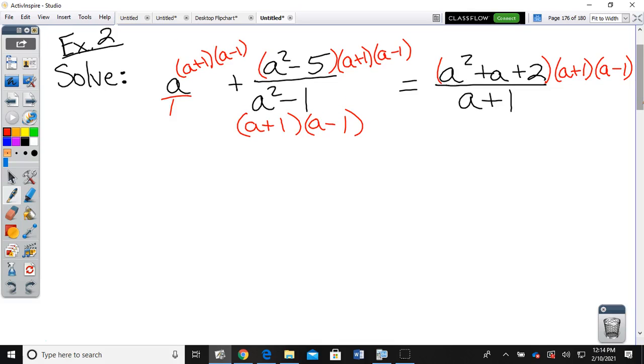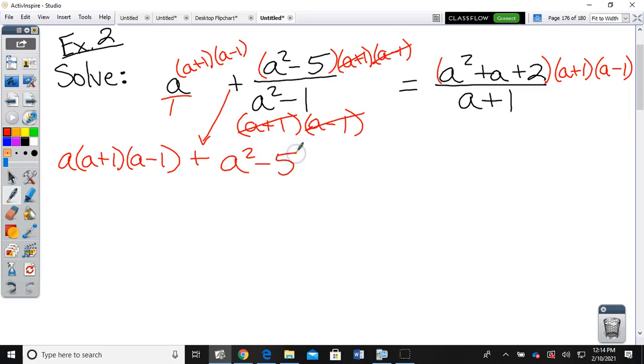Now, when I do that, on this first one, there's no denominator, so nothing cancels. I'm just left with a times a plus 1, a minus 1. Plus, the plus comes from here, okay? Plus, what cancels? Both of them. A plus 1 cancels, and a minus 1 cancels, and what am I left with?